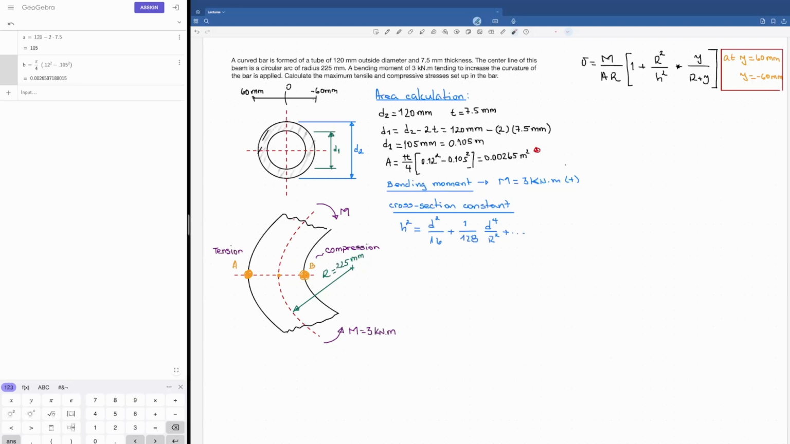But we don't have the H2 constant, or the cross-section constant, for a ring. So we need to treat this as what is called a compound figure of known areas, like when we calculate the centroid of a complex figure. So if I know, just to put an example, that a figure is composed of, for example, a square here, and then it also has a semicircle here.